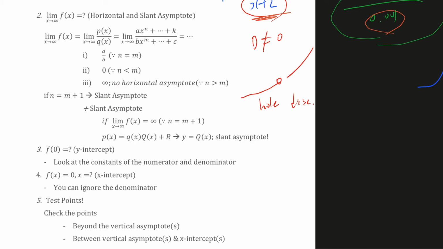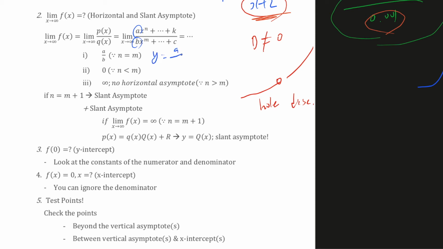What you have to do to find the slant asymptote and the horizontal asymptote is to compare the order of the numerator and the denominator. There can be 3 cases: when the denominator and the numerator are in the same order, or if they have the same exponent. And in this case, the exponents are n for the numerator and m for the denominator. If n and m are the same, you can just look at the coefficient of the numerator and denominator and get the ratio, and that's going to be the horizontal asymptote.